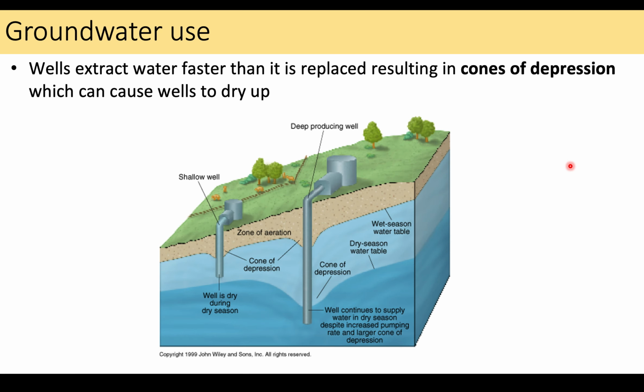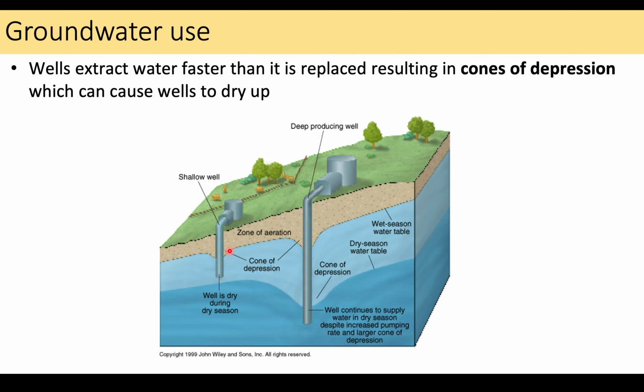So using groundwater, here is a cartoon of two wells. Here we have a shallow well. You'll notice it's not as long as here, which is a deeper well. So wells are going to extract the water. We've dug down into our water table, and this well is going to be able to pull up water from that water table. However, it's going to use up all of the water right around the well first. So what this does is it causes a little dip, or sometimes it can actually be very large, in the water table, which we call a cone of depression.